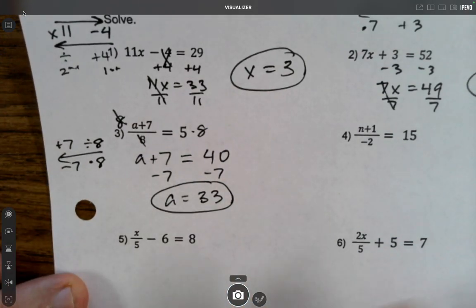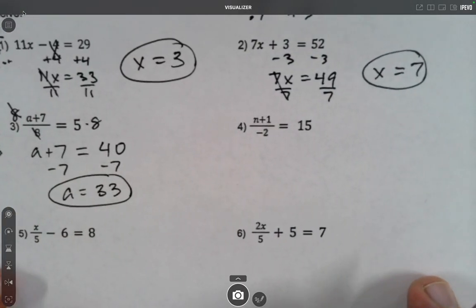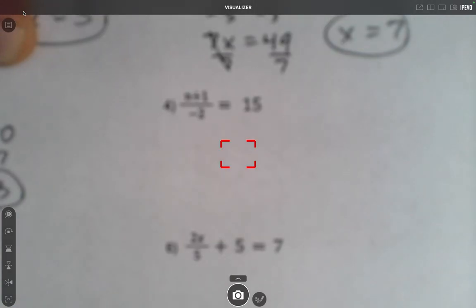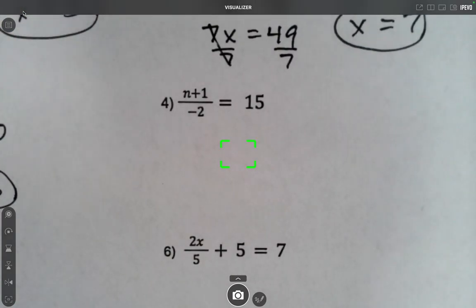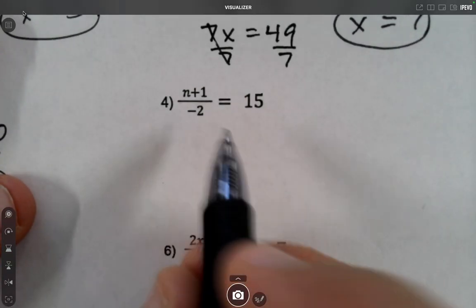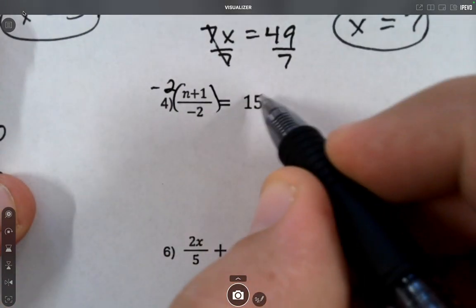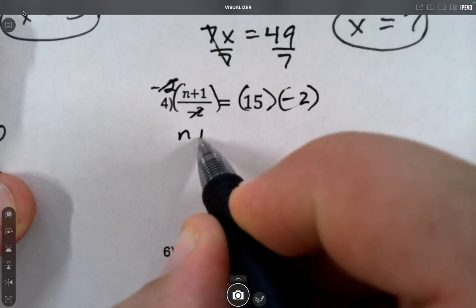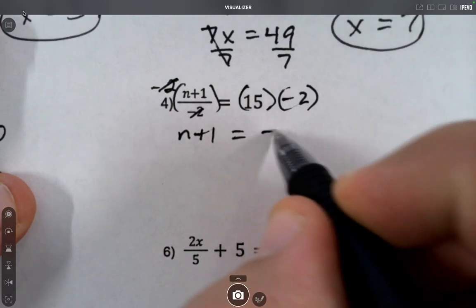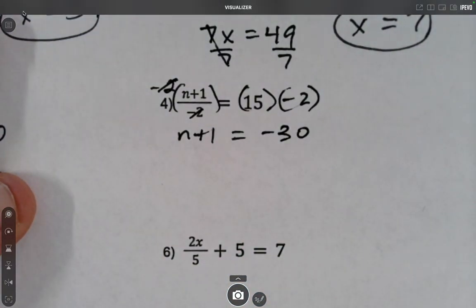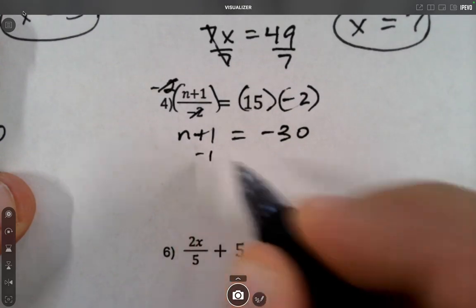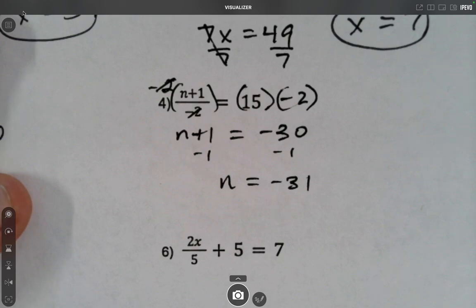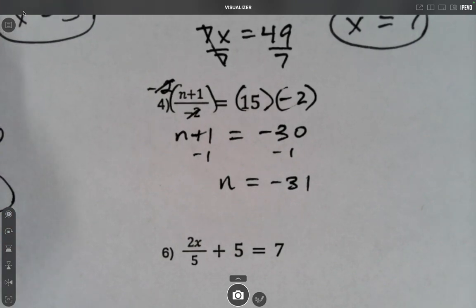Okay, so 4 is very similar. Zoom in a little, make it a little easier to see. The negative 2 is farthest away, so we'll want to multiply both sides by negative 2. The negative 2's cancel over here, leaving n plus 1. 15 times negative 2 is negative 30. Now all that's left to move is the 1, so we subtract 1 from both sides. We get n equals negative 31. Sorry about that.